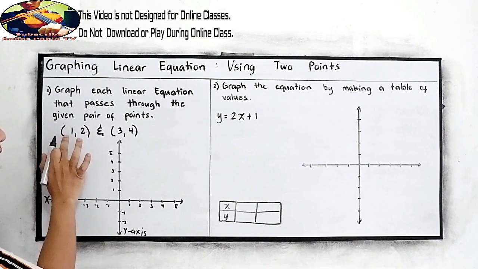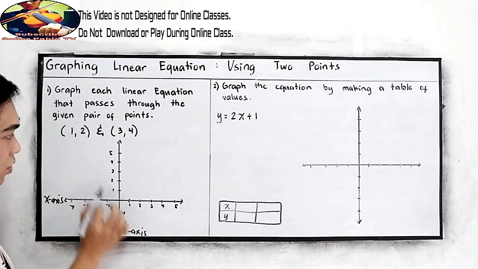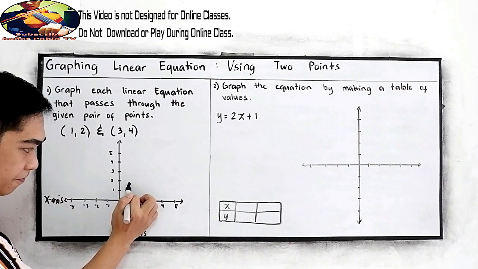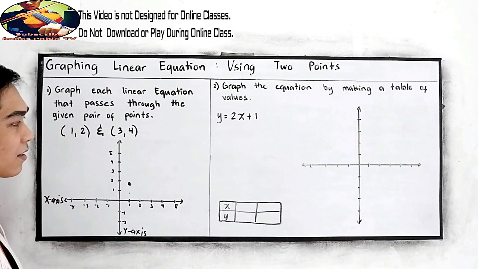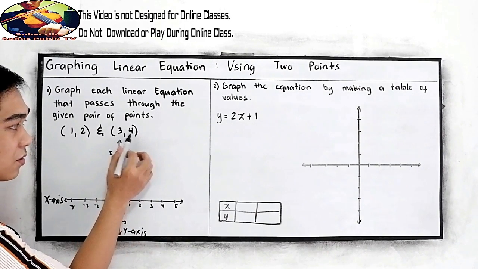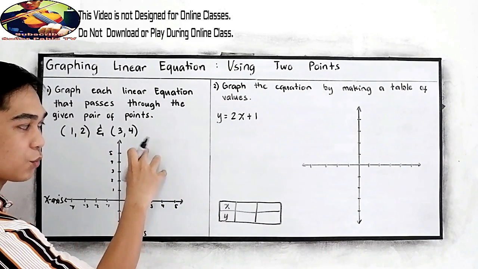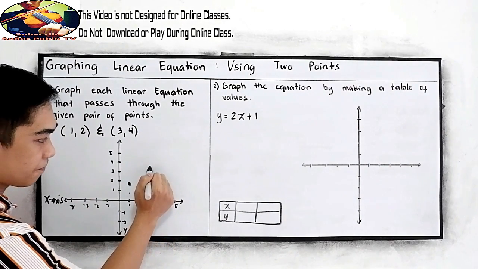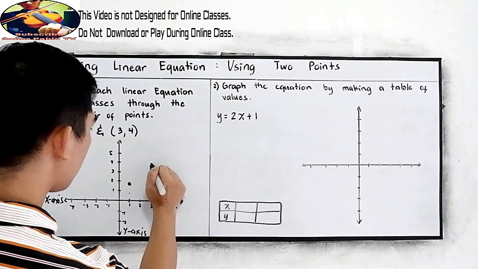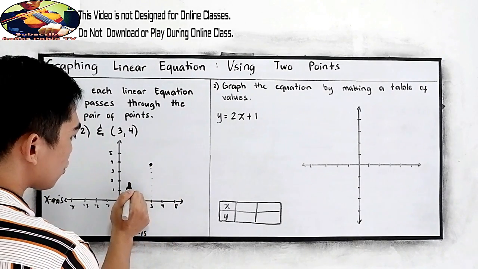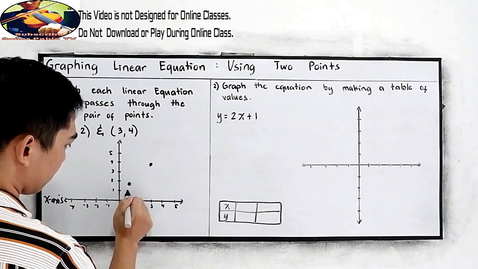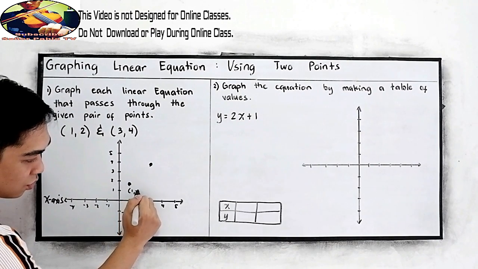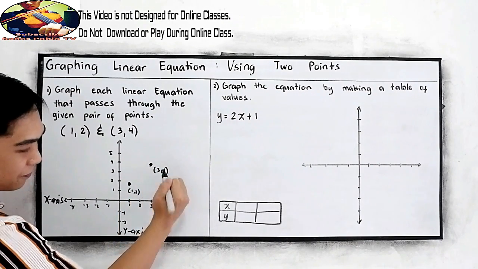Now let us plot 1, 2. So x is 1, then our y is 2. So it's here. Next, 3, positive 4. So positive, positive, therefore it is in quadrant 1. So 3 for x, then going up for 4. Okay, so it's here. This will be our 2 points. This is the 1, 2, and 3, 4.